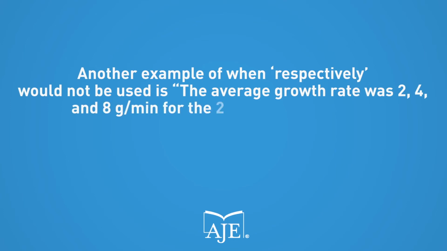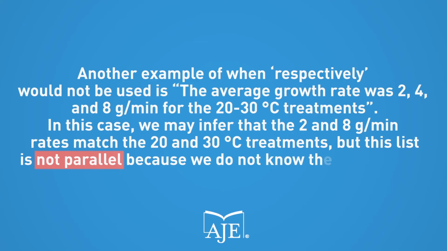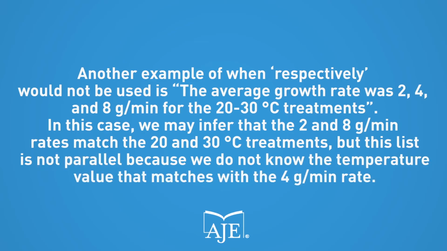Another example of when respectively would not be used is: the average growth rate was 2, 4, and 8 grams per minute for the 20 to 30 degree treatments. In this case, we may infer that the 2 and 8 gram per minute rates match the 20 and 30 degree treatments. But this list is not parallel because we do not know the temperature value that matches with the 4 gram per minute rate.